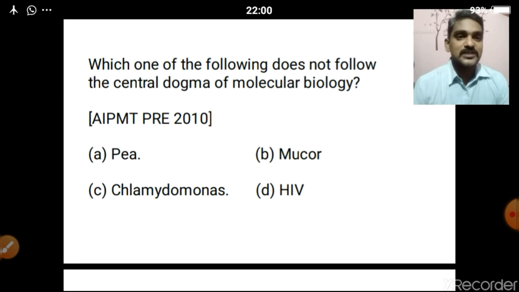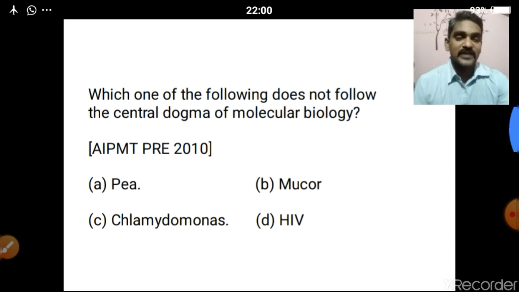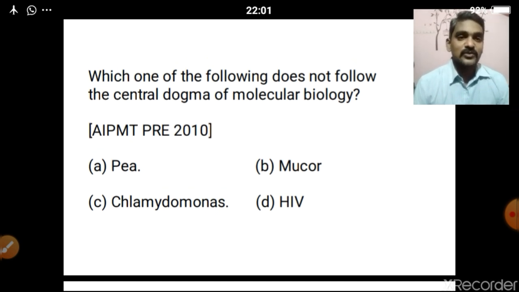And the second one is Mucor. What is Mucor? That is a fungus. So all the fungi follow the central dogma. And option C is what? Chlamydomonas. That is an alga. So all the algae follow the central dogma. The last option was what? HIV. So HIV is what? It is a virus. It is called a retrovirus. In this case, the genetic material of the HIV virus is RNA. Here it will not follow the central dogma.